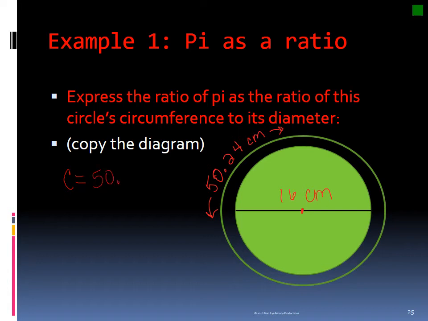The circumference here is 50.24 centimeters. Then I want to list the diameter that I'm given. The measure from one side of the circle to the other through the center is 16 centimeters. In order to represent or express the ratio of pi, I need to write this information as a ratio. So I'm going to write my ratio of the circumference to the diameter. And this ratio gives me pi.